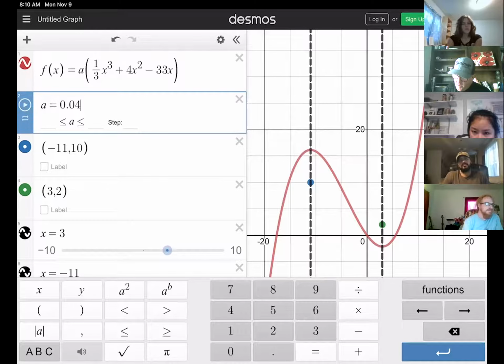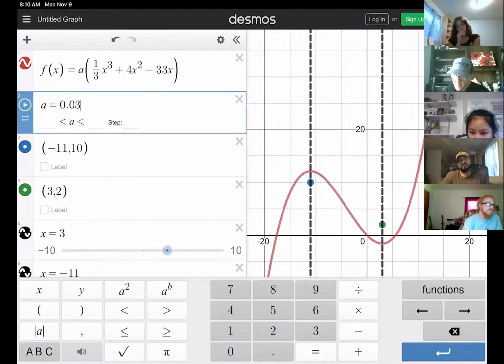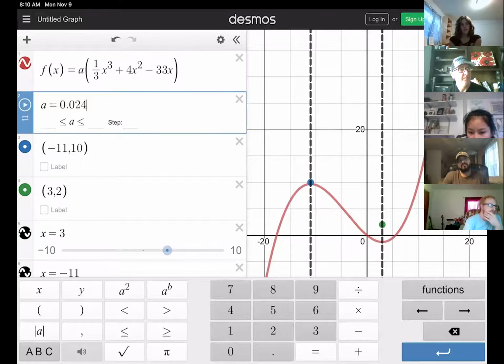Maybe I should aim for the blue dot just to keep it simple for now. Let's see, 0.2, 0.3, 0.24. Hey, that's pretty close. You see what I mean? I'm getting it fairly close to the blue dot, so it's actually hitting it. But notice it's a long ways away from the green one.